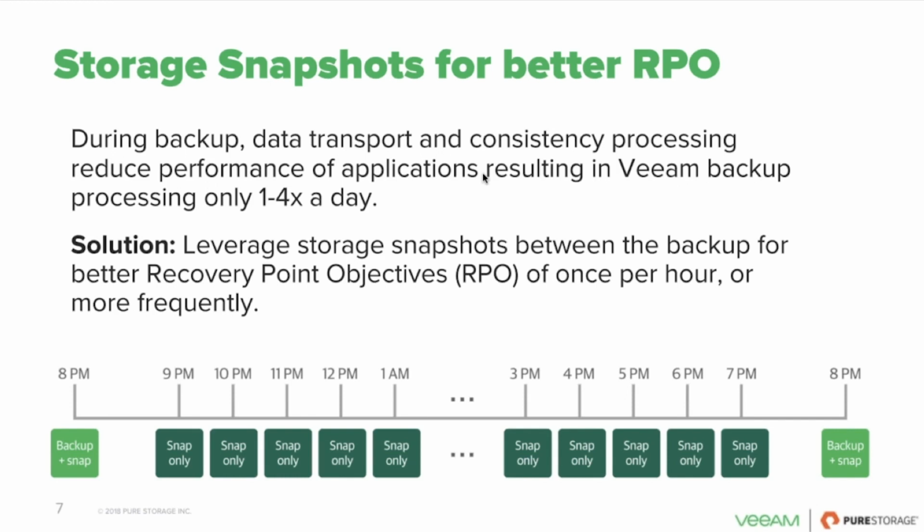So in order to accomplish tighter SLAs, lowering that recovery point objective, we can not only back up once a day, but we can also layer upon that snapshots. By creating snapshot only jobs, we can create snapshots more often with no impact to our environment. So now you can do, in this particular example, we're creating a snapshot every hour. So what we've effectively done is we've shrunk our recovery point objective from 24 hours down to 1 hour.